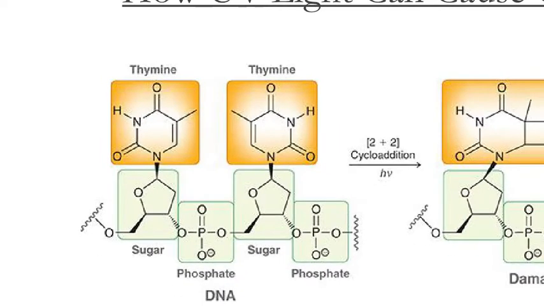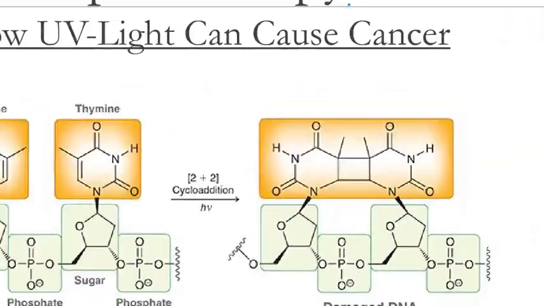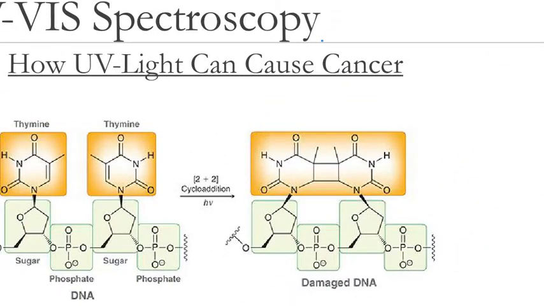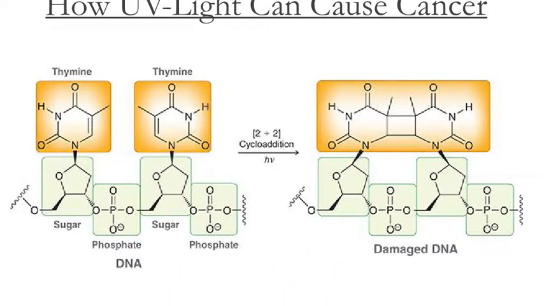This is just some general strand of DNA where you happen to have two thymines next to each other. If that's the case, and ultraviolet light comes in, that's the h nu there, a 2+2 cycloaddition can occur, creating this four-membered ring in between them. That's now damaged DNA, which can then get repaired, but sometimes the repair of DNA leads to errors, and those errors can lead to cancer.